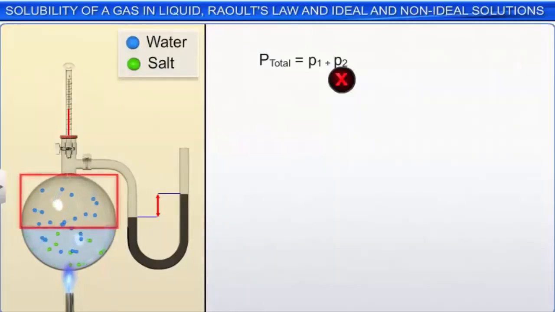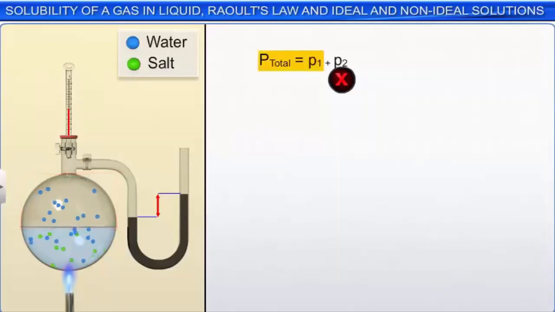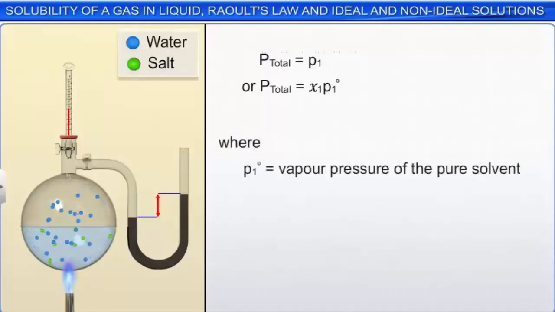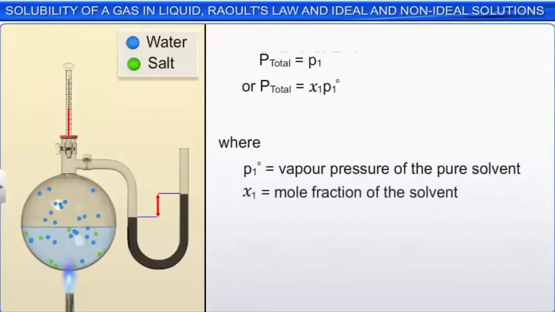Thus, the vapor pressure of the solution will be the vapor pressure due to the solvent only. That is, P total is equal to P1, or P total is equal to X1 P1 naught, where P1 naught is the vapor pressure of the pure solvent at a particular temperature and X1 is the mole fraction of the solvent 1.